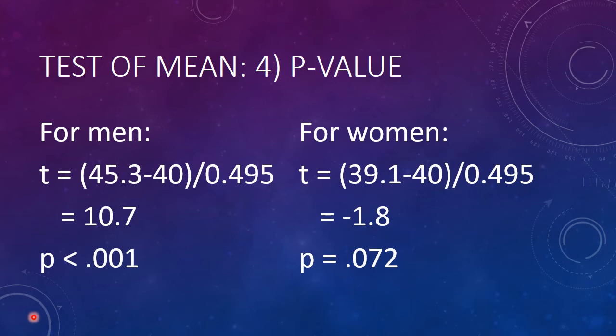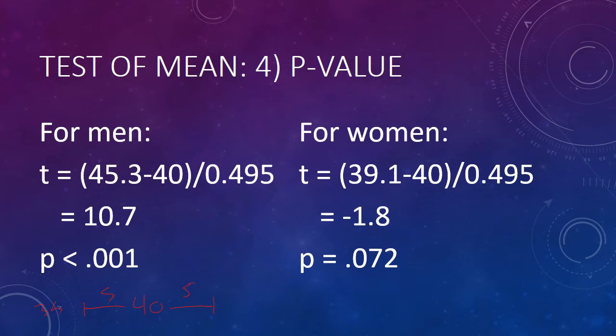And for men, in less than 0.1% of studies, we would find the average number of hours that men worked was more than 5 hours different than 40 hours. That is, less than 34.7 hours or greater than 45.3 hours.